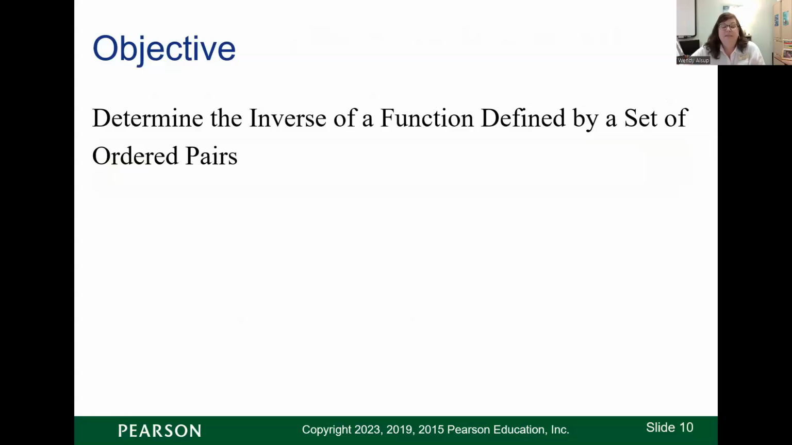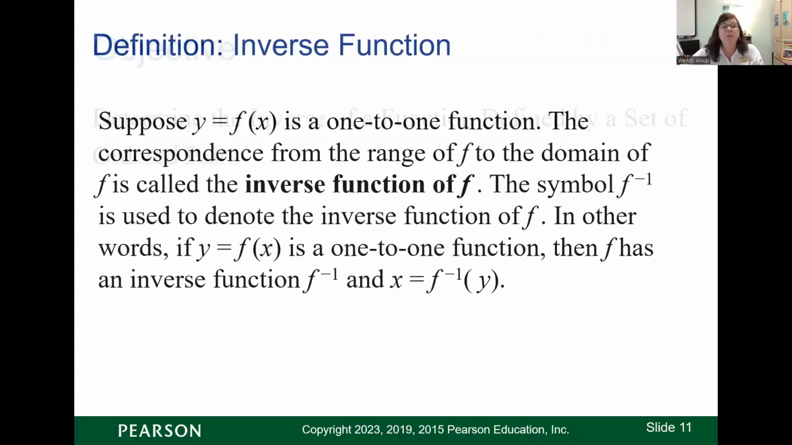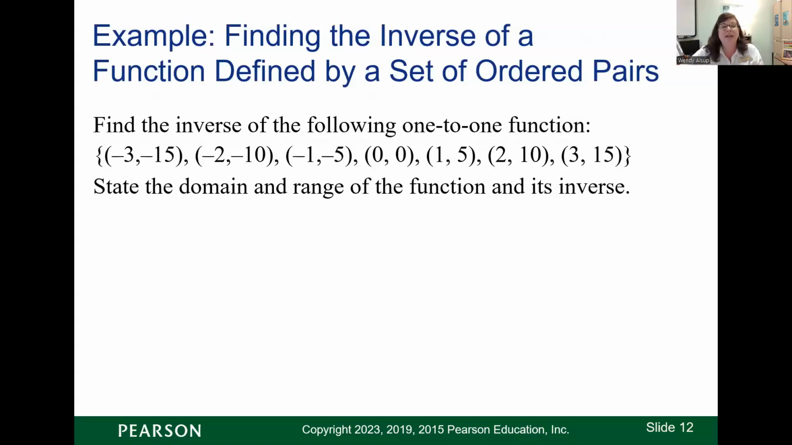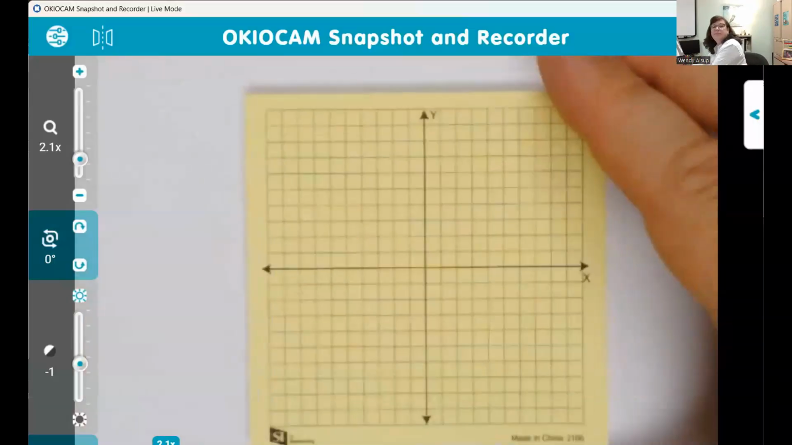All right. Let's look at a set of ordered pairs and see if we can determine whether they are 1-to-1. Well, the easiest thing is just to graph them. Let's see if I can graph them real quick: (-3, -15), (-2, -10), (-1, -5), (0, 0). I'm just going to graph them super fast here, okay?